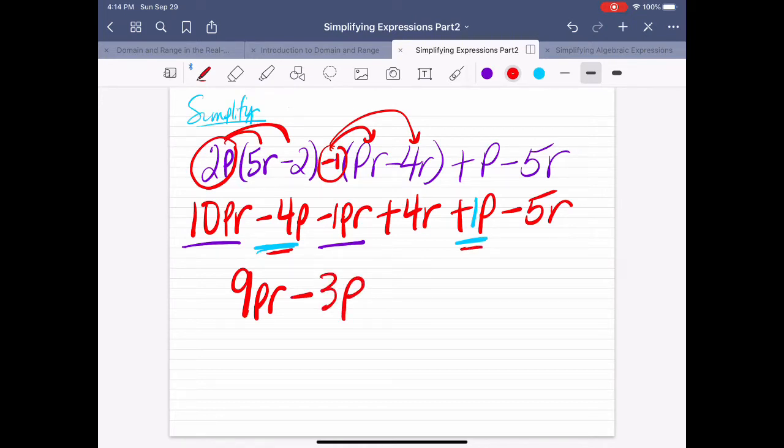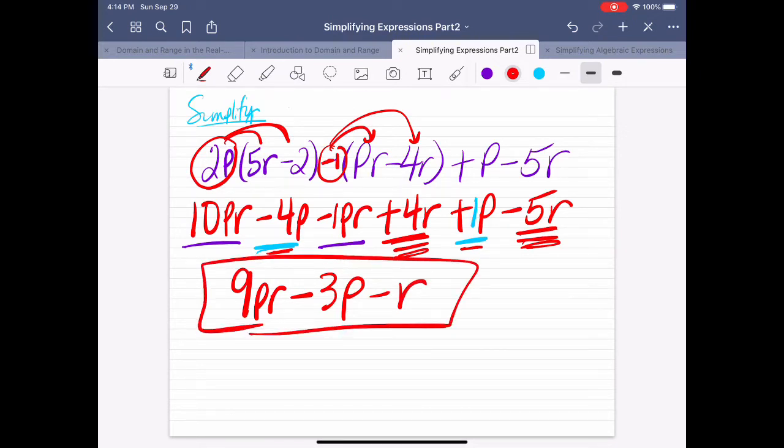And the last set of like terms, 4r minus 5r. 4r minus 5r is negative 1r, so minus 1r. There are no more like terms, so you are done.